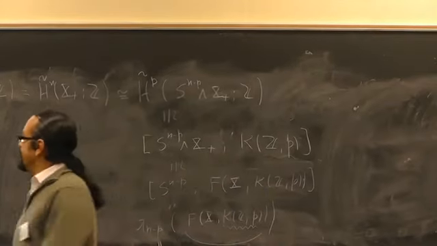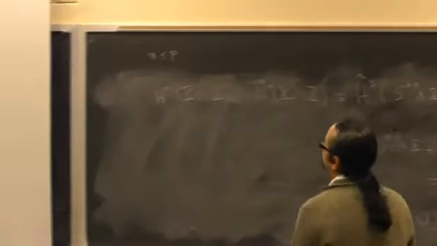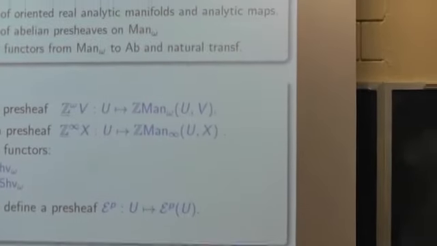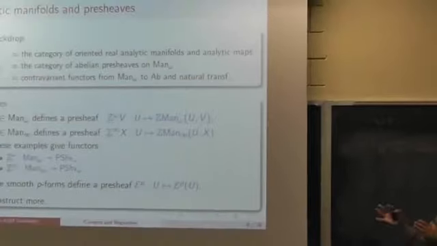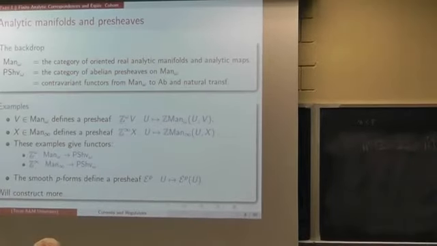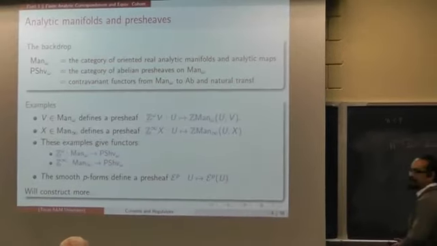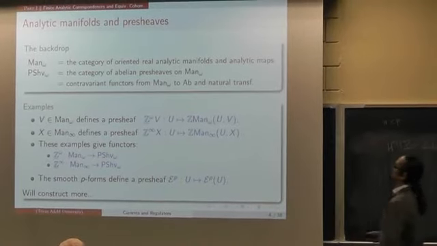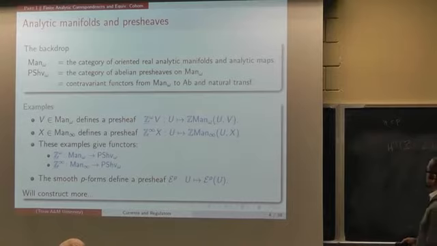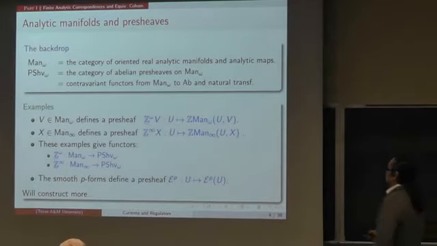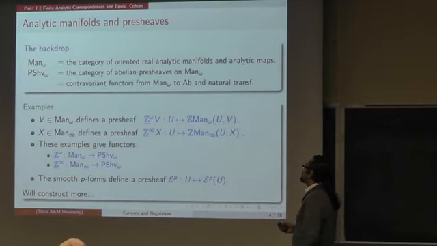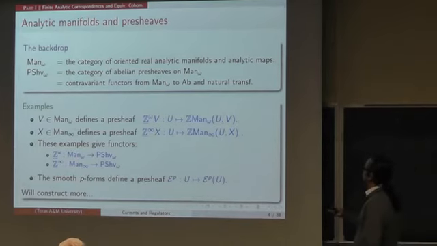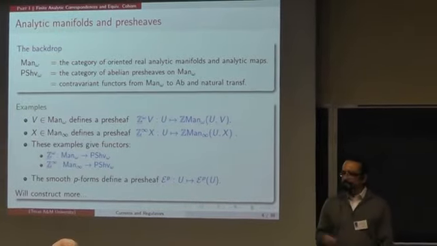Okay, so let's start with the category of oriented and real analytic manifolds and analytic maps, and let's think about contravariant functors from that to abelian groups. Let's call that pre-sheaves, abelian pre-sheaves on analytic manifolds. For example, a manifold itself defines a pre-sheaf by taking all analytic maps from U to V and take the free abelian group on that.